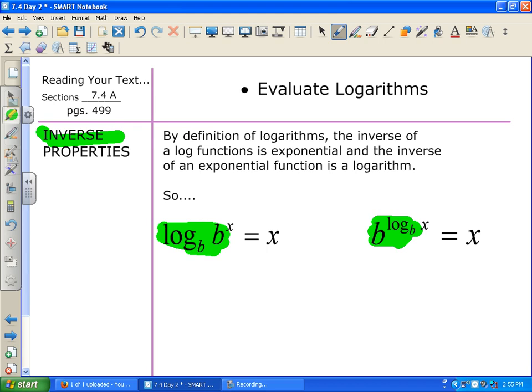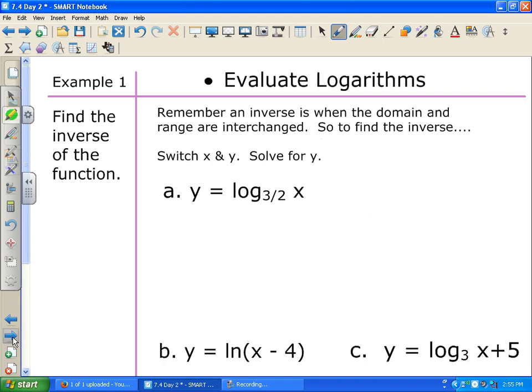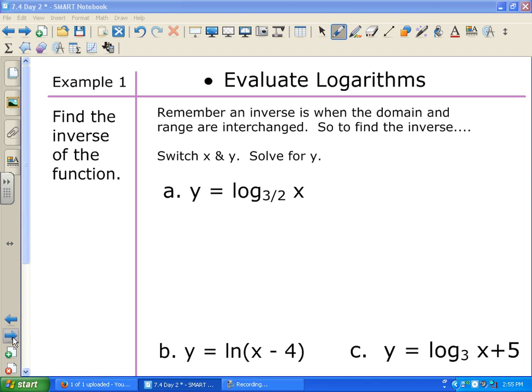You guys have already played around with it a little bit. So this should look familiar to you. You used this on yesterday's work. So again, now we're going to apply it. First problem we're going to do, find the inverse of this function. We're looking at y equals log base 3/2 of x. Y equals log base 3/2 of x. Our goal is to find the inverse of the function.